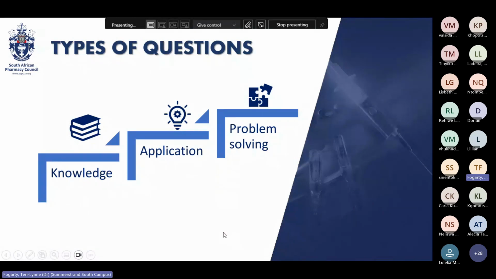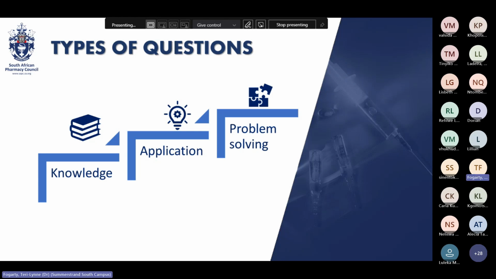Right, so the actual exam questions. What types of questions do we ask? There is a spread of questions across knowledge, application, and problem solving. So we test knowledge. When we say we're testing knowledge, knowledge questions are about definitions. They are usually straightforward questions that you might be able to find in a textbook. What is manufacturing? What is a community pharmacy? Just a very simple, straightforward knowledge question.